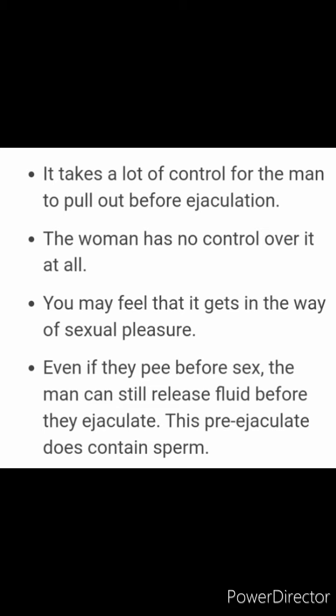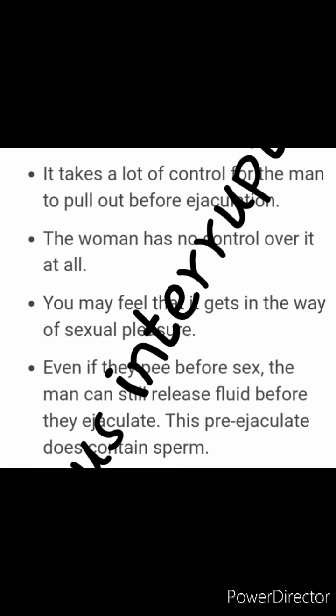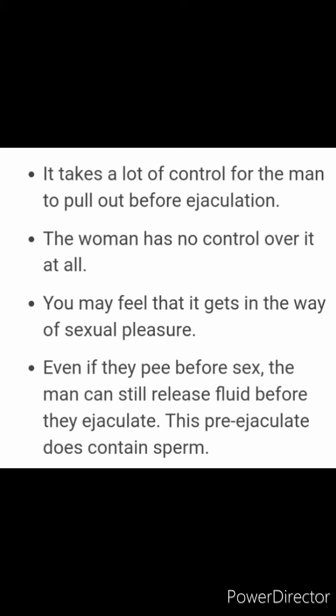The disadvantage of using this method is that it requires control for the man to pull out before ejaculation. The woman has no control over it at all. You may feel that it gets in the way of sexual pleasure, and even if he pulls out before ejaculation, the man can still release fluid before he ejaculates. This pre-ejaculate does contain sperm.